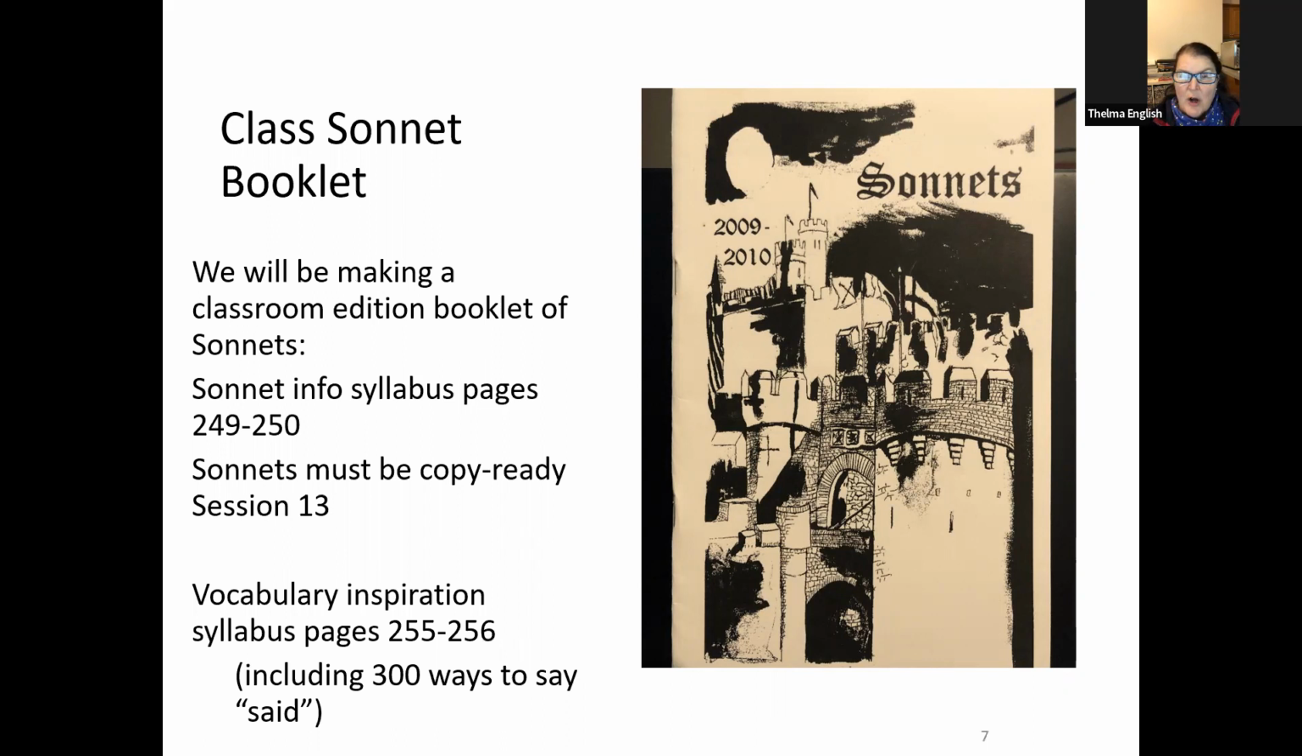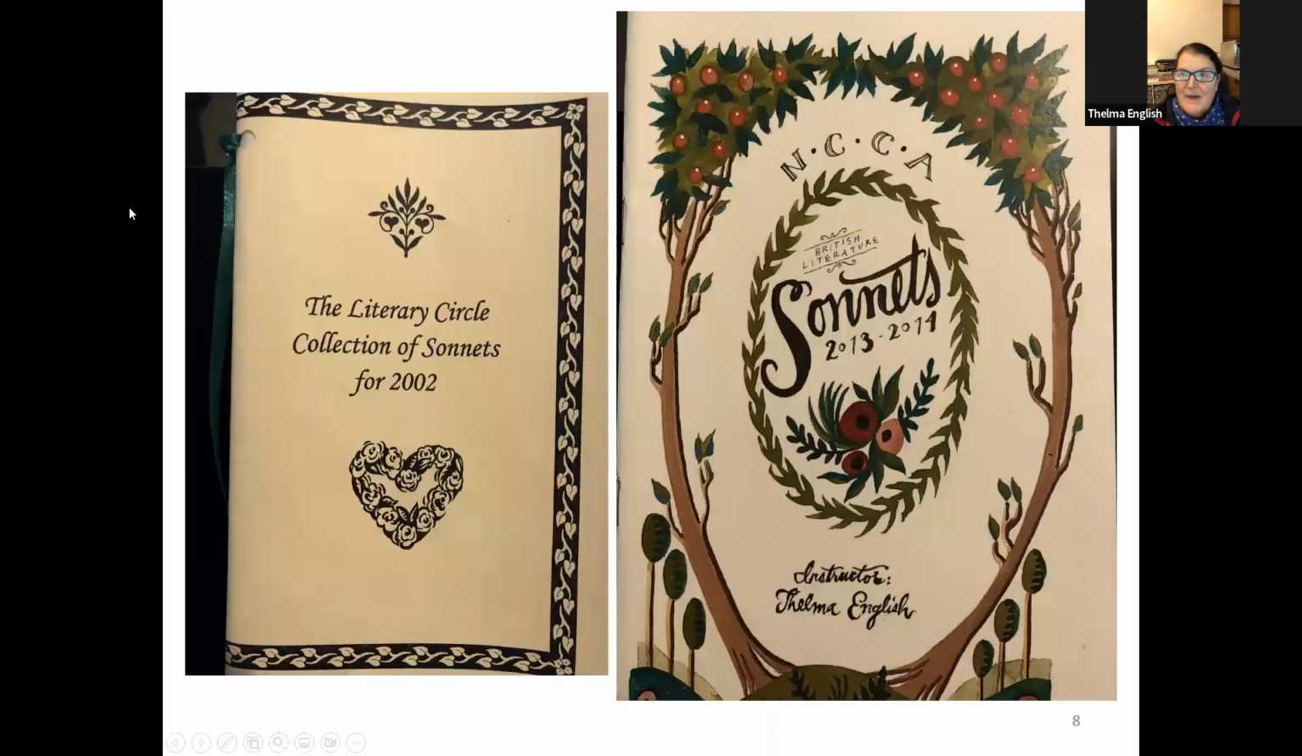If you are doing artwork, whether or not you get to have a booklet or not, I hope to inspire you. I took a few pictures last night of some of the sonnet booklets that my students have made. This one is from 2009, 2010 sonnet cover, and I like it. It's just a castle. It looks very Renaissance. The image here on the left is what I have to do if nobody in class makes a sonnet cover.